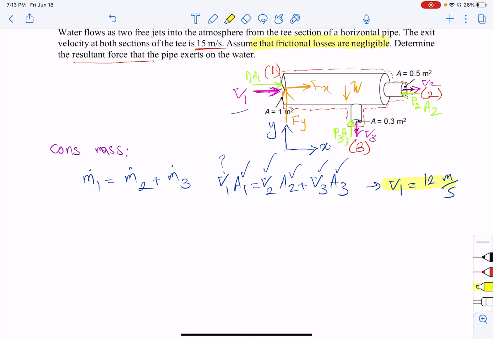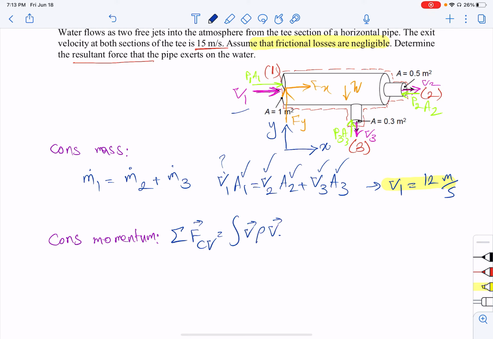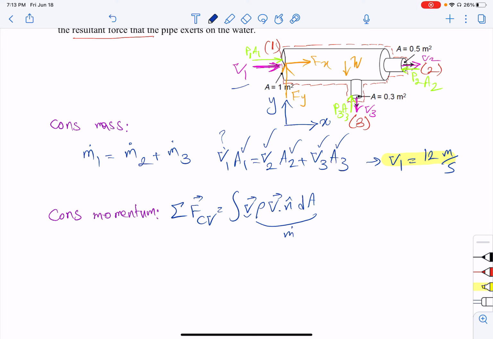And now let's apply the conservation of linear momentum, and we know that this is the formula for the linear momentum, right? We know that this is the mass flow rate, this is velocity. The sign of velocity depends on the direction based on the coordinate system that we assign, and the m dot depends on inflow and outflow of the flow.